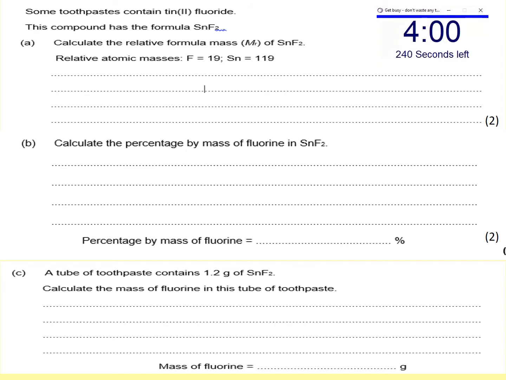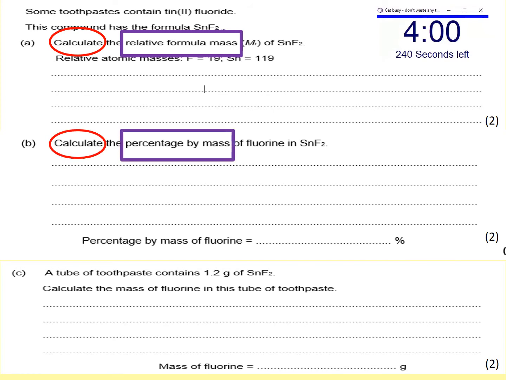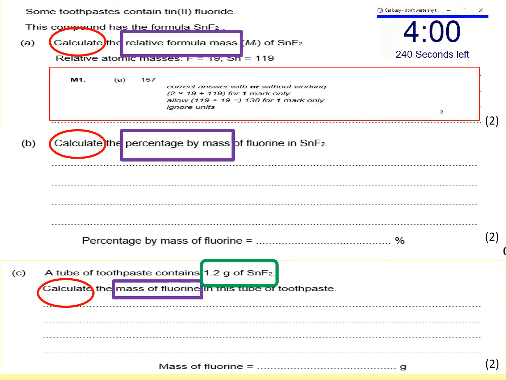Okay, hopefully that's been enough time to work your way through this question. And it is nice that they've split it up into sections. So we can work at the first one, the relative formula mass of tin fluoride. And they've actually given you the atomic masses there. So what we should have for that one, when we're calculating it, we need to look at what we're doing and we need to think in each case about what every step is going to be and what we're being asked to do. So for that first one, your answer should have been 157.